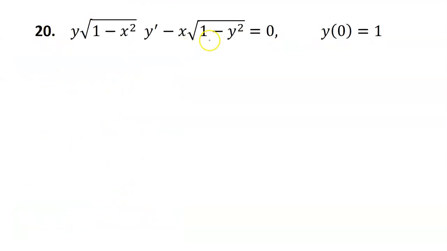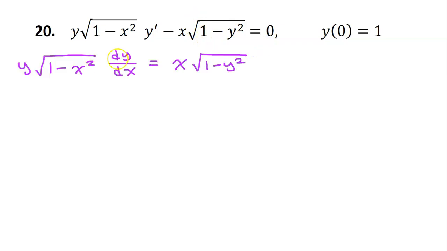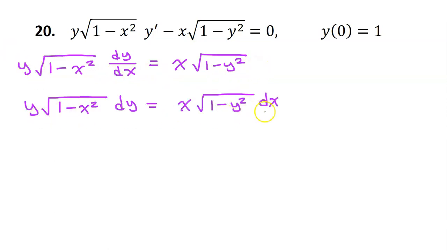Number 20. Ultimately, I need all of the y's on the left and the x's on the right. But first, I'd like to fix the fact that this is a subtraction problem by adding this term to both sides of the equation. At the same time, I went ahead and wrote y prime as dy dx. Let's move that dx over to the right-hand side by multiplying both sides by dx. So now I have this.